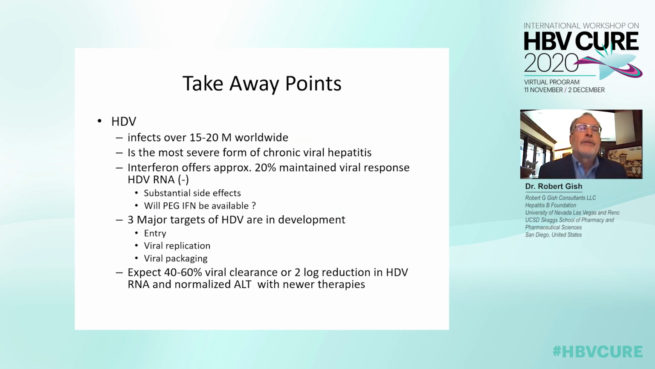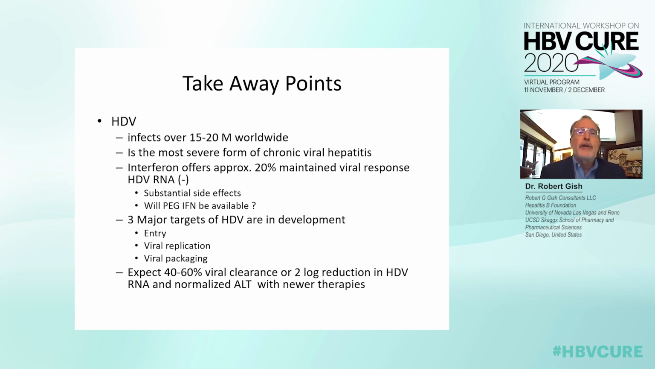Takeaway points: Delta infection infects over 12 million people worldwide. It could be as high as 20 million. It's a more severe form of chronic viral hepatitis. Interferon offers at best a 20% maintained virologic response, although with therapy lasting sometimes 5 years, we reached a DVR that's higher than 20%, but at a cost in terms of medicine and side effects.